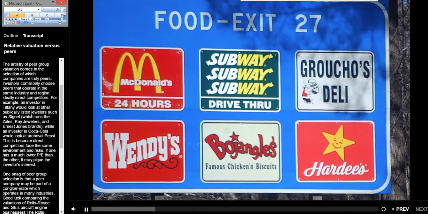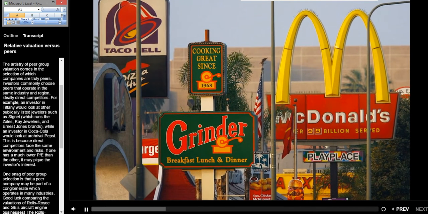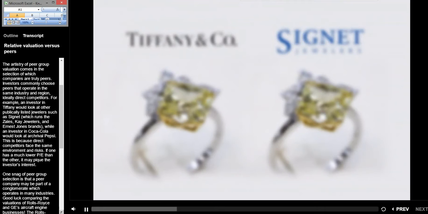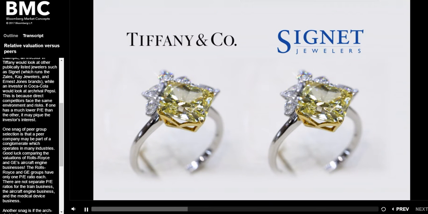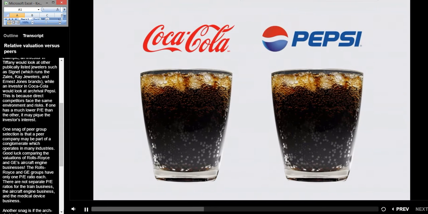Investors commonly choose peers that operate in the same industry and region, ideally direct competitors. For example, an investor in Tiffany would look at other publicly traded jewelers such as Signet, which runs the Zales, Kay Jewelers, and Ernest Jones brands, while an investor in Coca-Cola would look at arch-rival Pepsi. This is because direct competitors face the same environment and risks. If one has a much lower PE than the other, it may pique the investor's interest.